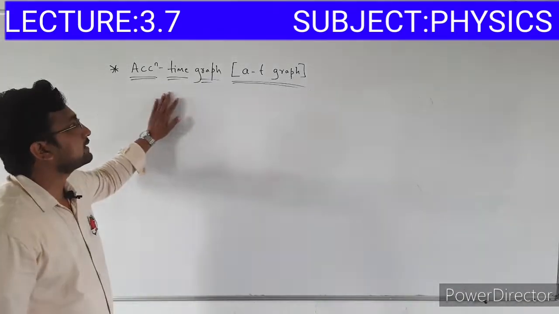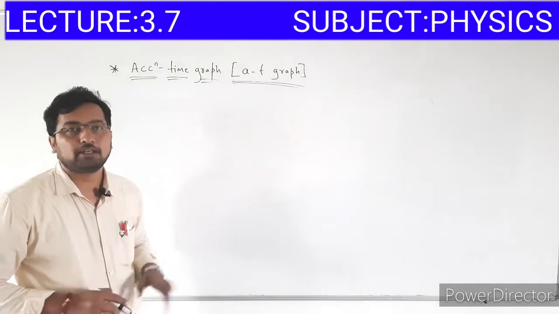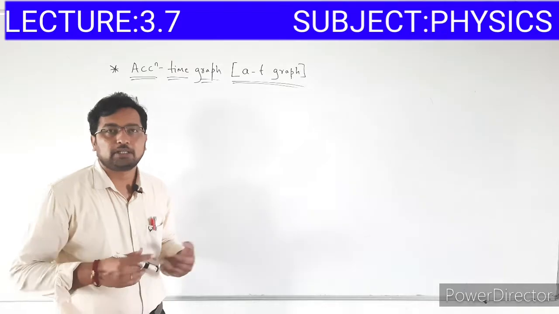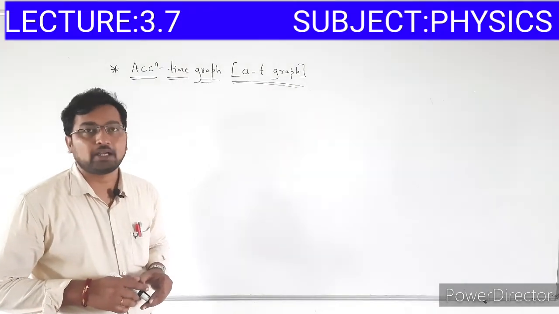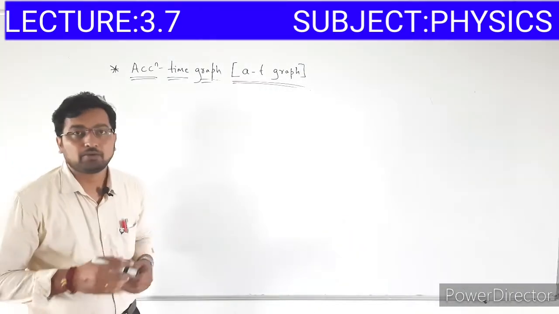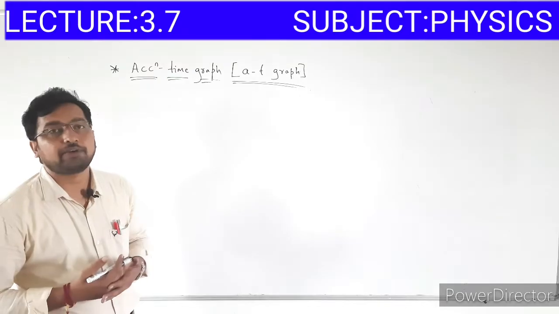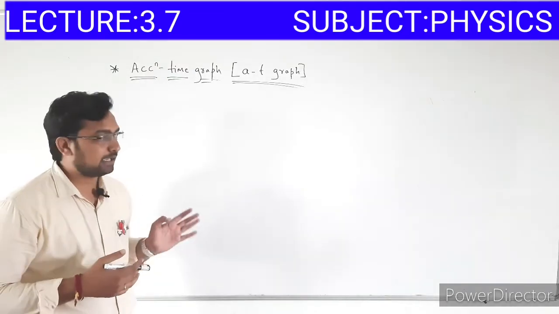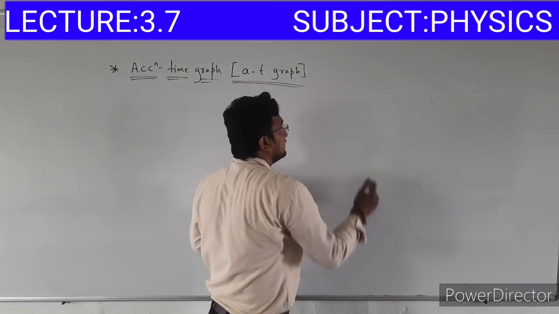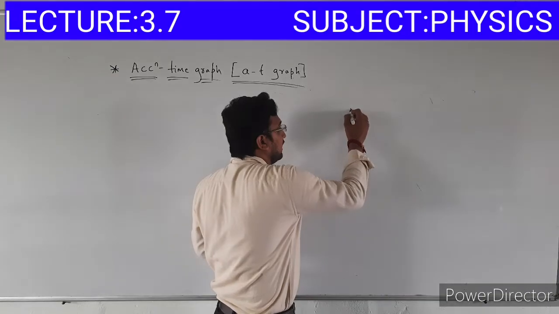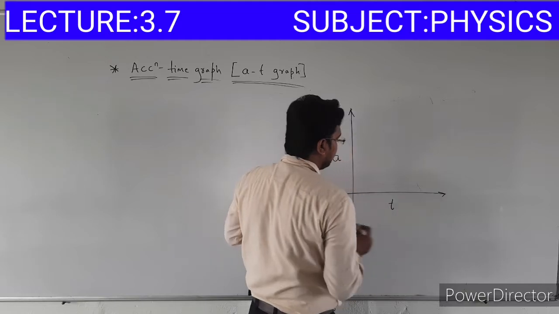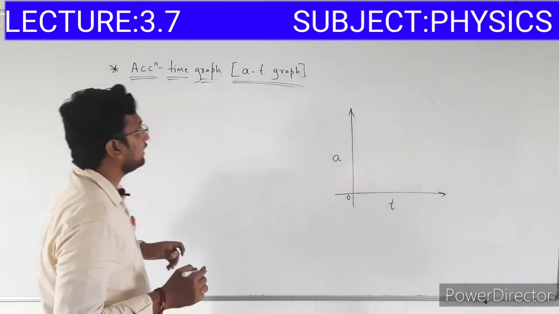The next one is the acceleration time graph. Already we know the position time graph and velocity time graph. In the position time graph, the position of an object is taken along the y-axis, time along the x-axis. Similarly, in the velocity time graph, the velocity of an object is taken along the y-axis and time along the x-axis. Similarly, in the acceleration time graph, the acceleration of an object is taken along the y-axis and the time is taken along the x-axis. So this is known as the acceleration time graph.